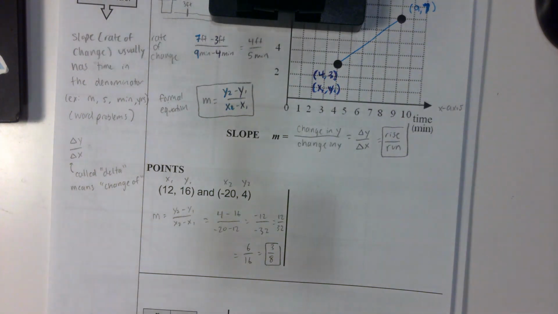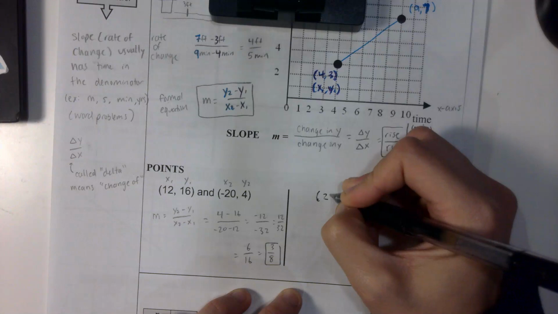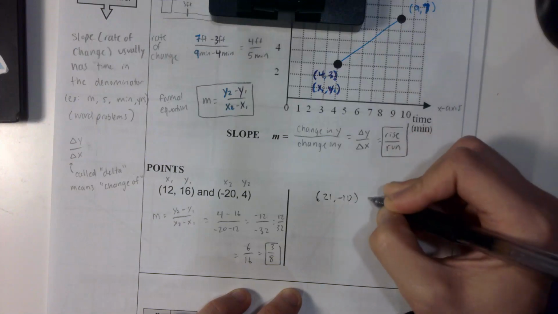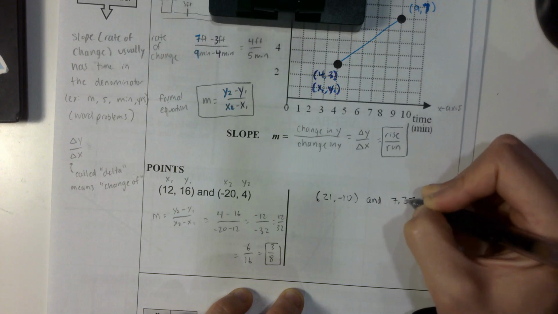Let's give another example. So we have, let's say the points 21, negative 10, and 7, 27.